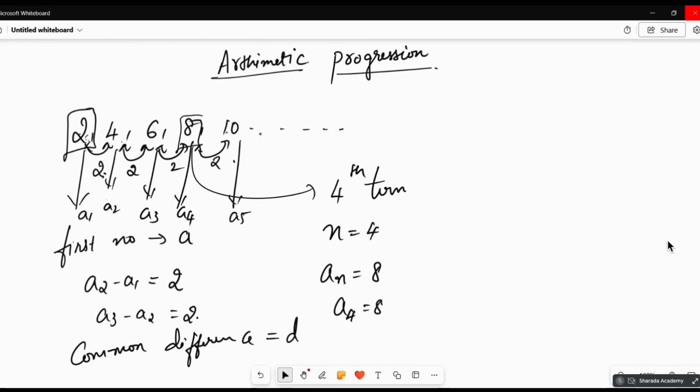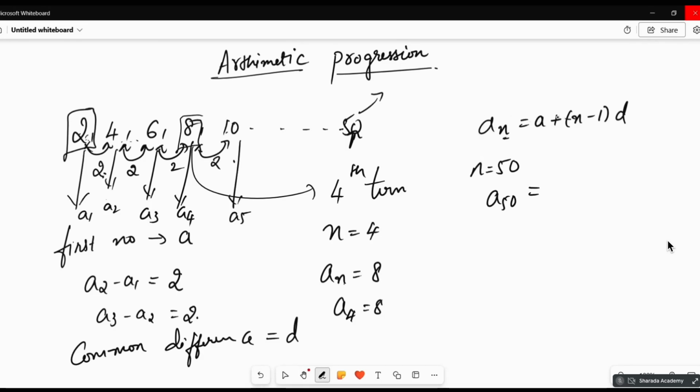Understood, right? Now after this, we will try to find the 50th term. I want to find its value. So I can use the formula to find that. The formula we use there is an is equal to a plus n minus 1 into d. For example, I want the 50th term in this series. So n is 50 there.